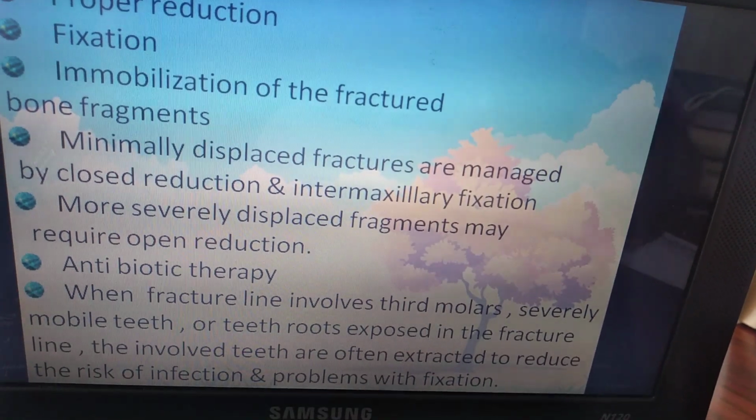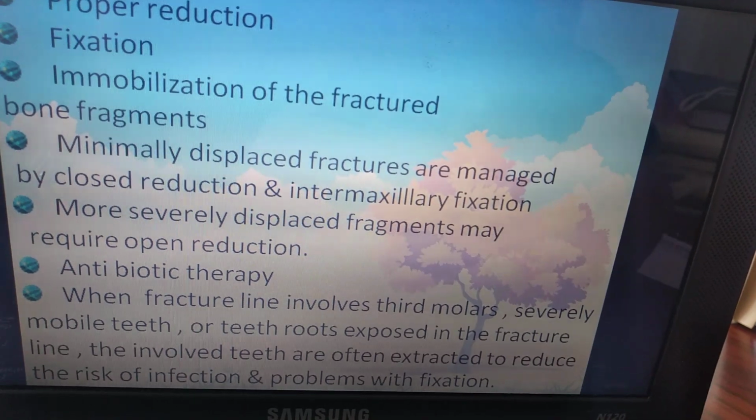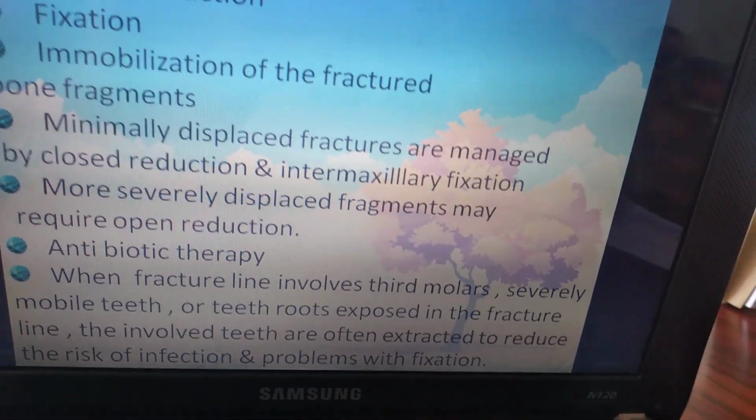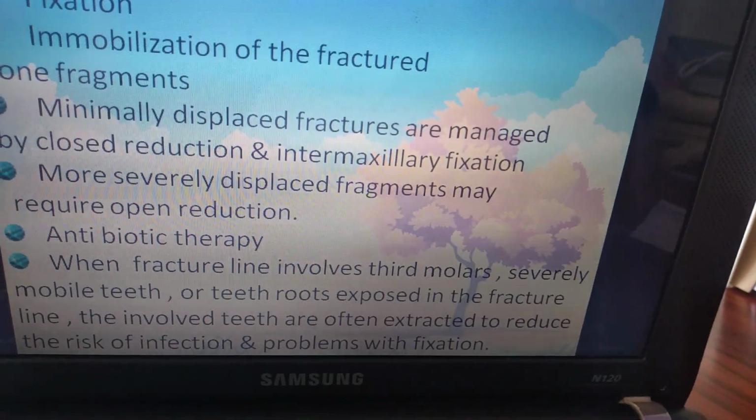Antibiotic therapy is given when the fracture line involves a third molar, a severely mobile tooth, or teeth roots exposed in the fracture site. The involved teeth are often extracted to reduce the risk of infection and problems with fixation.